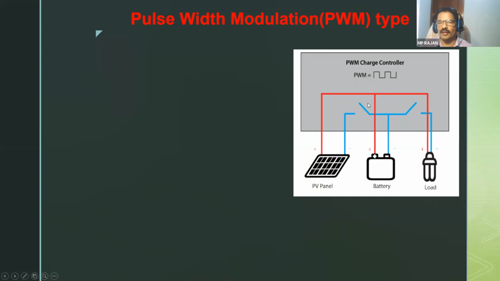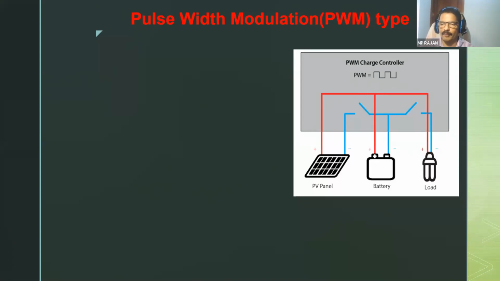The supply to the load is going like this through the switch to the module. When the battery is fully charged, this switch will be open. No more battery charging will be there. Now your load will be getting supply from this battery, going to the load through the switch like that. So this is what is happening in the pulse width modulation charge controller.